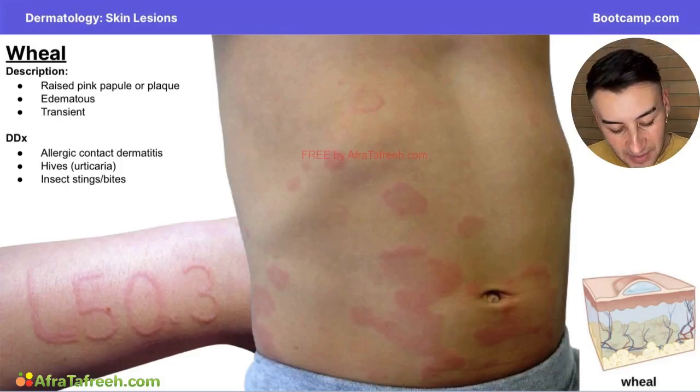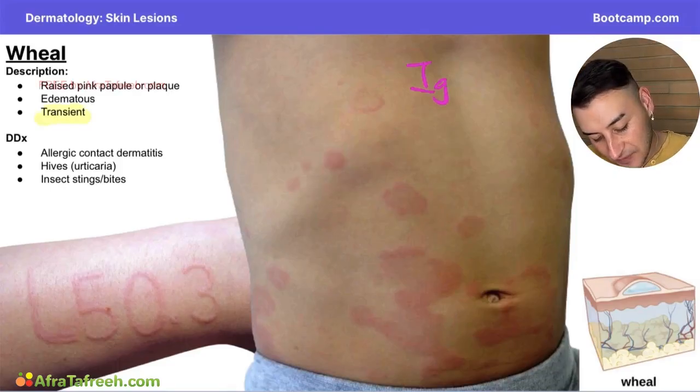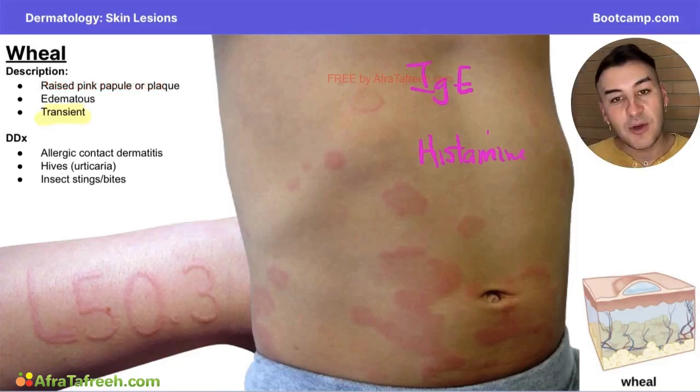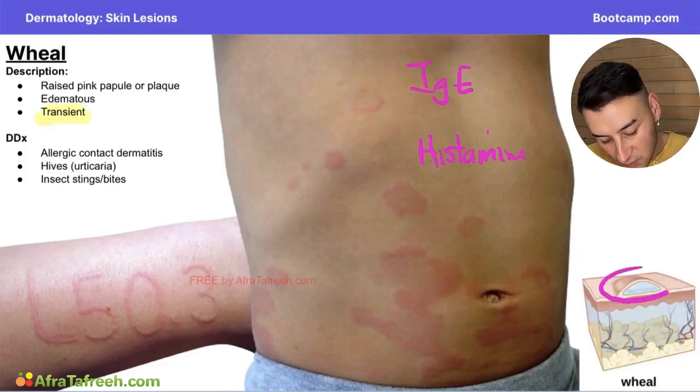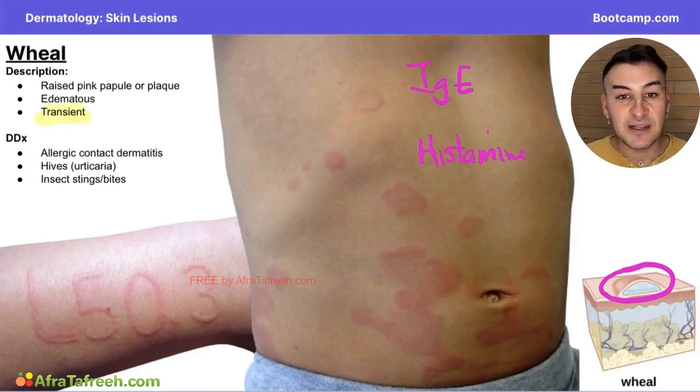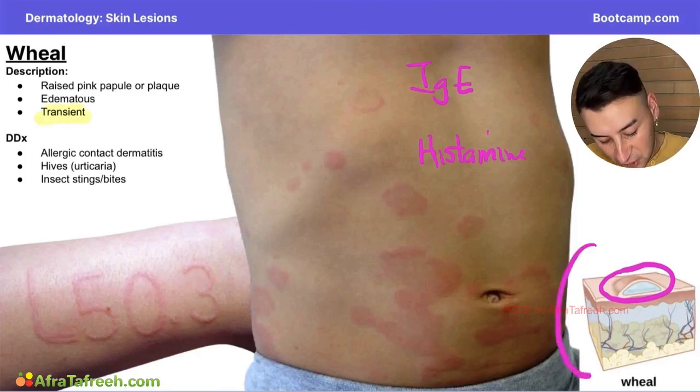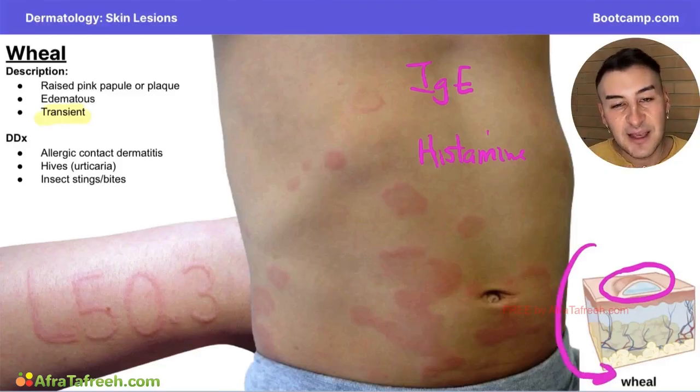Let's talk about what makes wheals so transient, and the answer comes with IgE and histamine, which are the mediators of wheals. So when you have an allergic reaction, you have IgE and histamine released, and that causes local release of fluid within the epidermis. You'll notice that all of the wheal is made within the epidermis, whereas other types of edema, like pitting edema from heart failure, is going to be located much lower, down here in the hypodermis. So I hope that explains to you guys why wheals have this pink, pruritic, kind of transient nature to them.